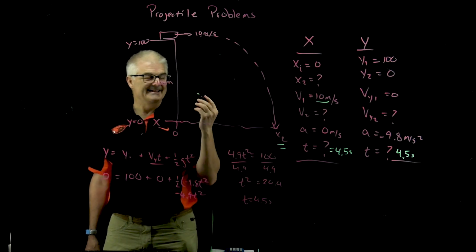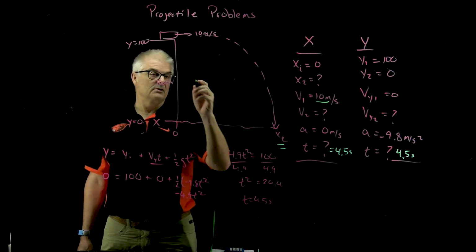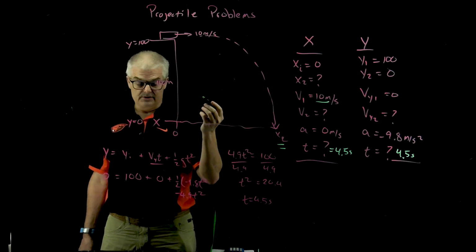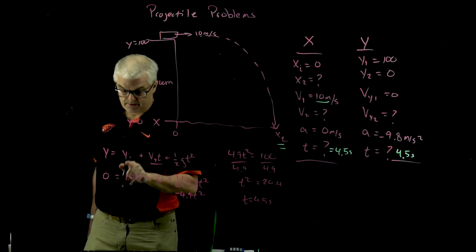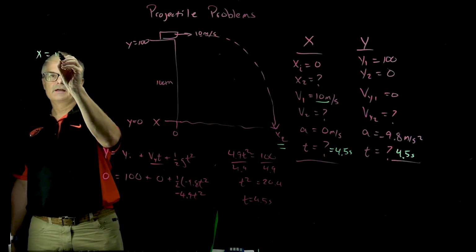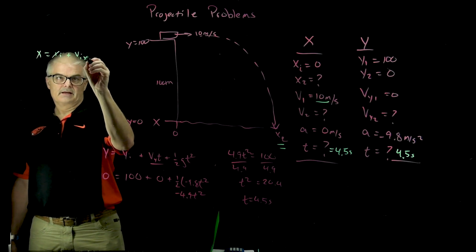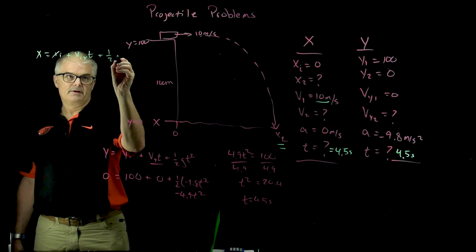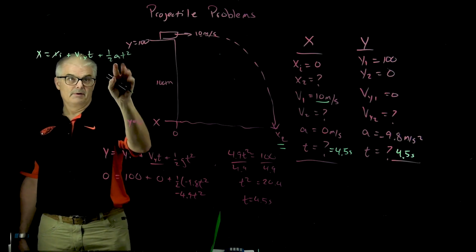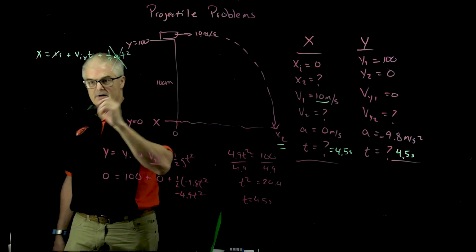To find the distance, or actually this is called the range, how far the projectile will go, I'm going to use the same equation, but in the x. I can say x equals x initial plus v initial x t plus 1/2 a t squared. Now remember, what is a in the x direction? It's 0. So this whole term drops out.